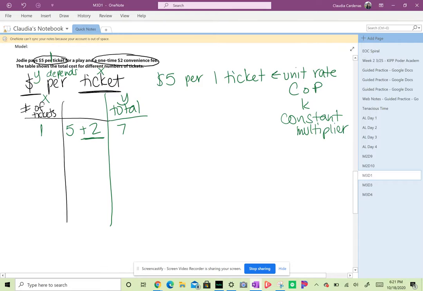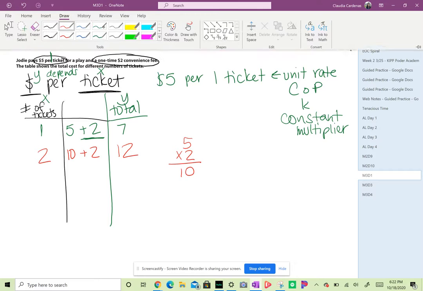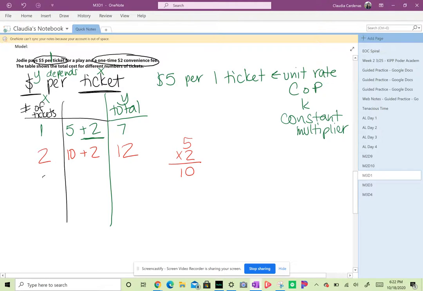Well, what would the cost be if the number of tickets we were buying were 2? Well, I know that 5 times 2 is 10, so the tickets themselves would be $10, but then remember that one-time $2 convenience fee. So we have to add 2 more dollars to get a total of 12. All right, so here in a second, I want y'all to then find the totals for 3, 4, and 5 tickets in the draw activity.